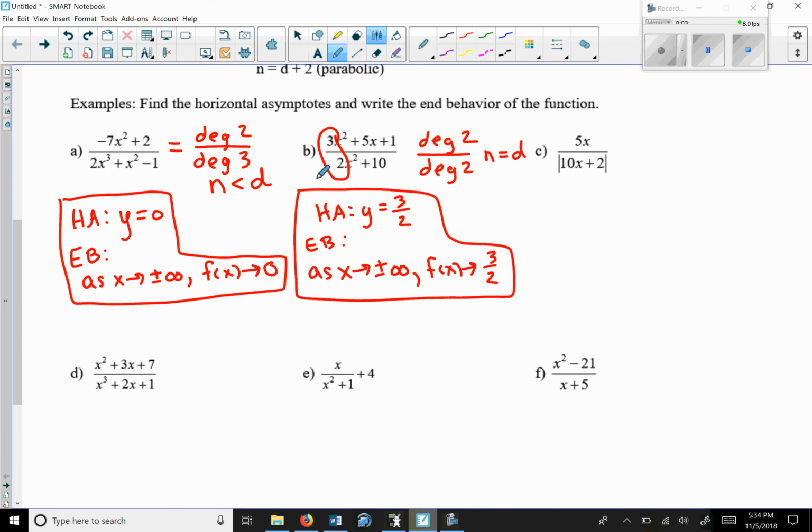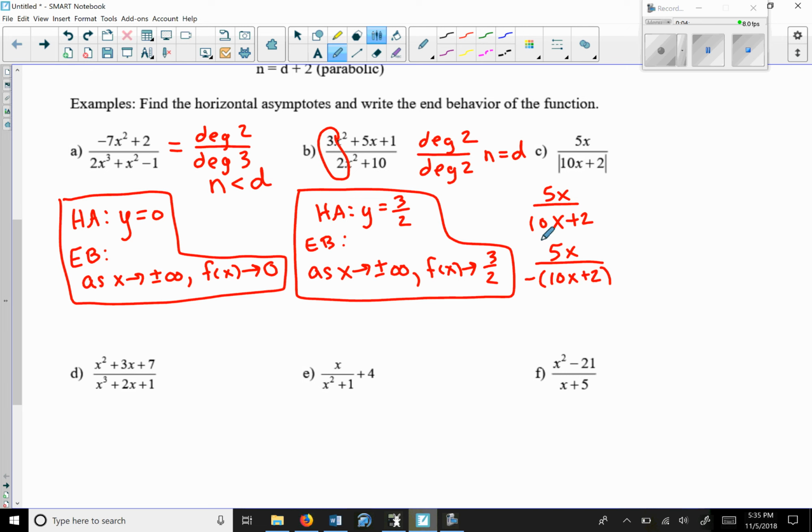And for the next one, now we actually have an absolute value in our equation. And so remember, when you have an absolute value equation, when you're solving, you have two answers. You have the positive answer and the negative answer. So that means we actually have to look at two different things now. We have to look at both the positive and the negative. So remember, you drop your absolute value bars when you look at both sides. So we have 5x over the positive answer, which would just stay the same, 10x plus 2. And then we also have 5x over the negative of the absolute value, which would be negative 10x plus 2.